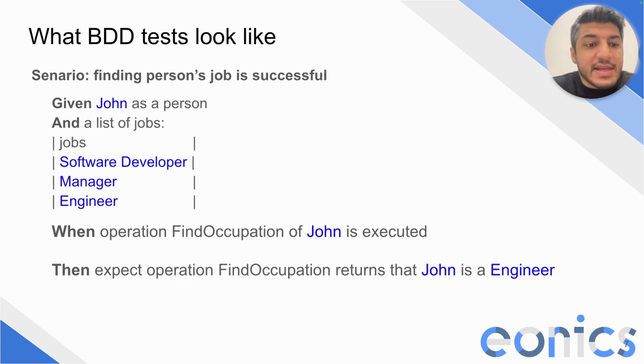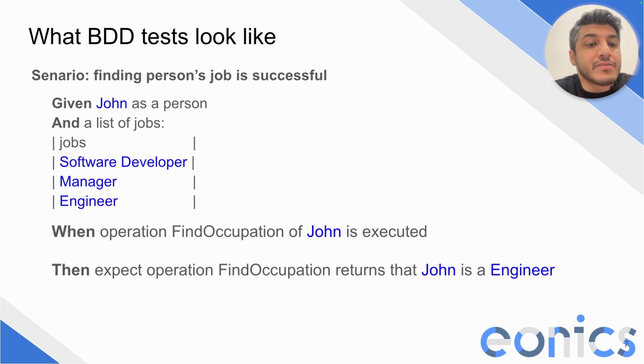For instance, in this scenario, we say given John as a person. So we add John to our database and we claim that John exists in our database. And then we give a list of objects. By the way, "and" is used for the same purpose as the last one, whether given, when, or then. So if you say "and" after given, that means given, and if you use "and" after then, that means it's a part of then.